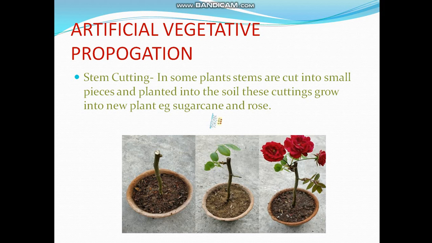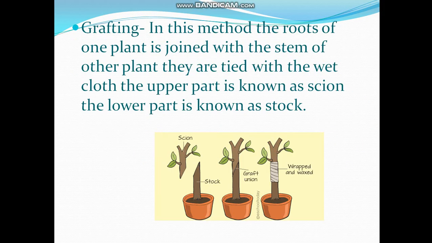The second method is grafting. The root stalk of one plant is tied with the stem stalk of another plant with a wet cloth. After some time they join. The lower portion is called stock and the upper portion is called scion. The upper portion is the desired part.